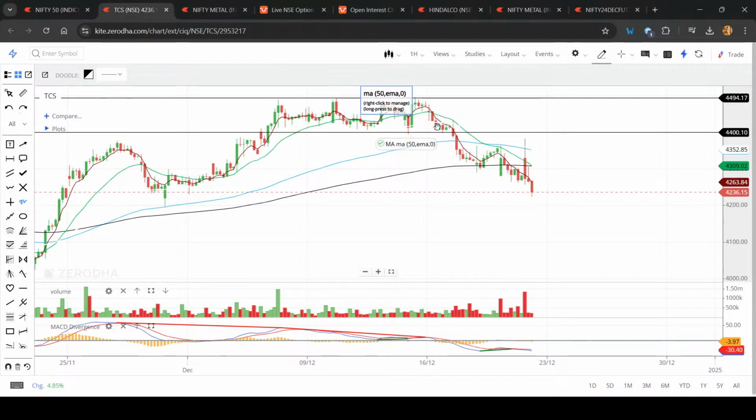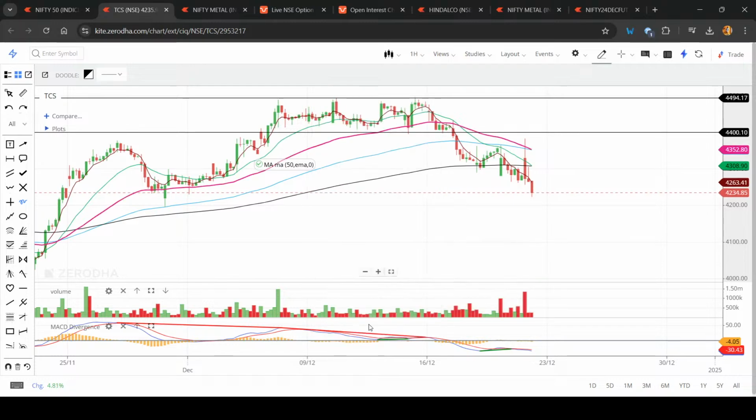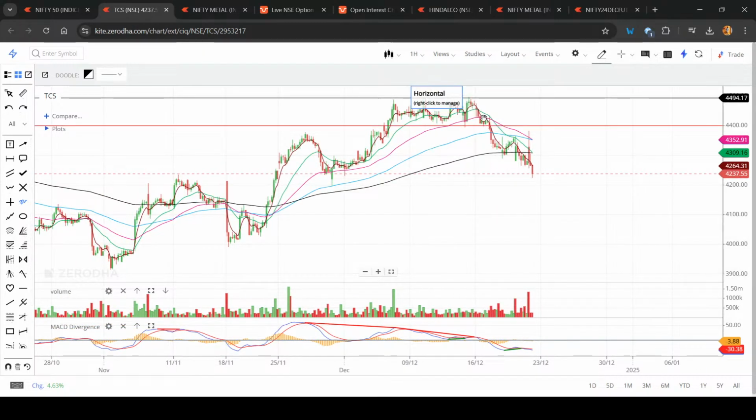If you carefully see here, just one second, its color is white I think, so I'll try to turn it pink. This is the 50 exponential moving average. If you see, early on it moved on the basis of 5 EMA and took support from 200 EMA, then went till 20 EMA, took resistance, and came further down. So now the anticipated price action, if you look at the moving average setup, is that it can go down till here.